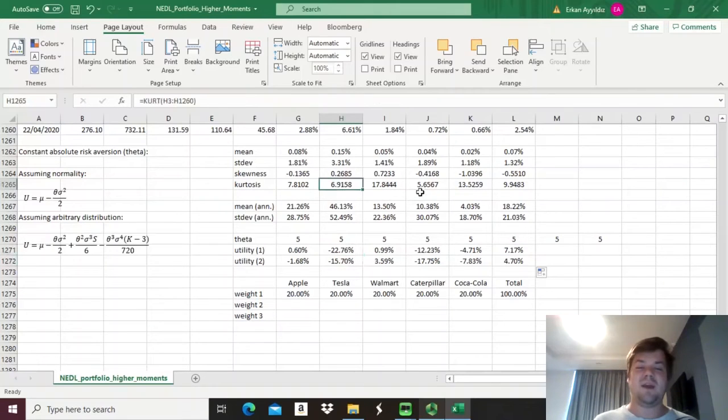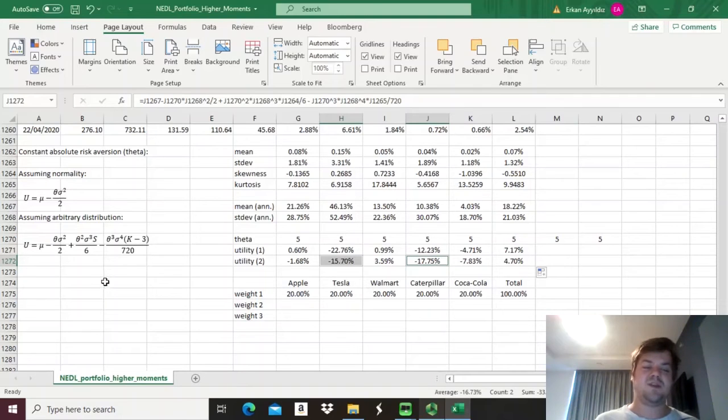And given the fact that the kurtoses of the two return distributions are approximately the same, the skewness is the factor that dominates in that case, and that's why Tesla is more preferable than Caterpillar for an investor that assumes non-normality or has skewness and kurtosis preferences.